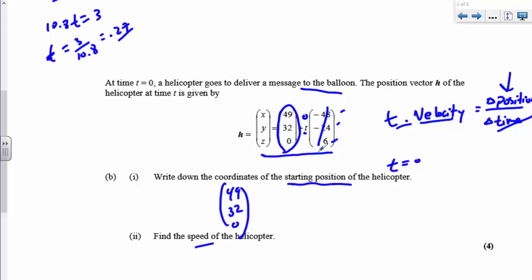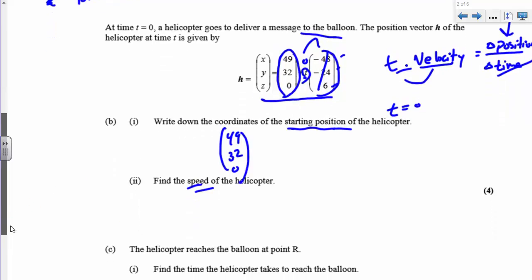What do you think is happening here? This is a velocity vector, and we're multiplying it by what? Yeah, we're multiplying it by time. That's what's happening here. Same thing is happening here. Okay, so this is your velocity vector, and to find the speed, we just have to take the magnitude of this velocity vector. So that's straightforward, I think. So we're just going to do that.